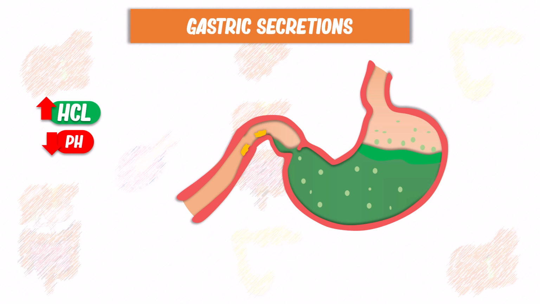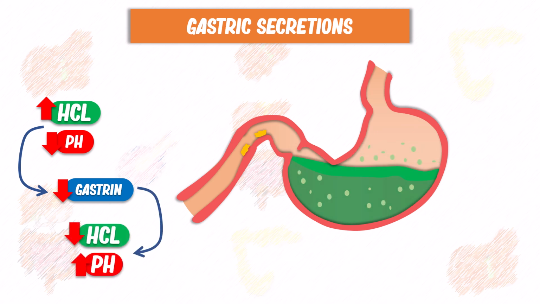As hydrochloric acid secretion increases, the stomach's pH decreases. When pH drops to around 2, gastrin secretion is suppressed, and it stops entirely at a pH of 1. With gastrin stimulation removed, hydrochloric acid secretion decreases. The duodenum can also influence secretion. When acidic content enters the duodenum, secretin is released, which reduces hydrochloric acid secretion.